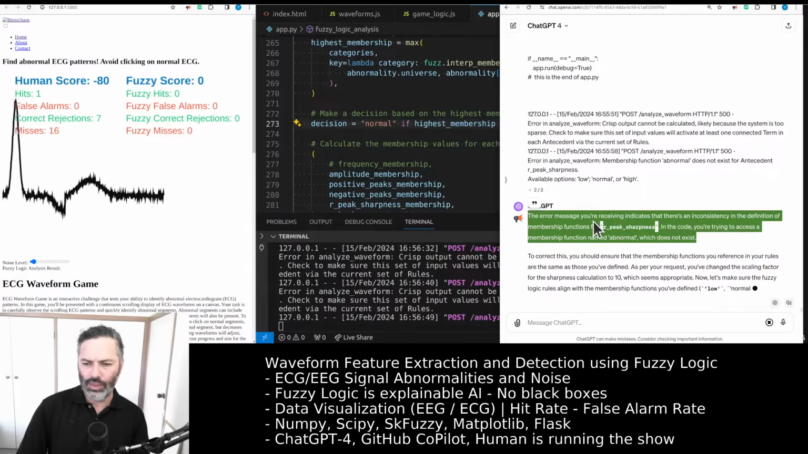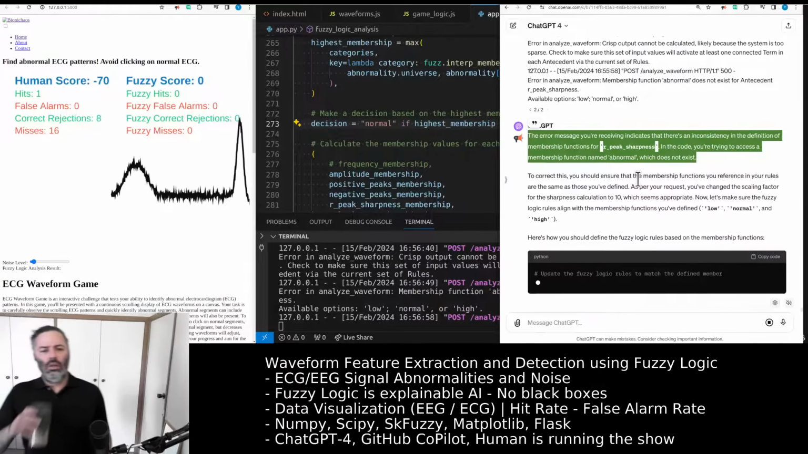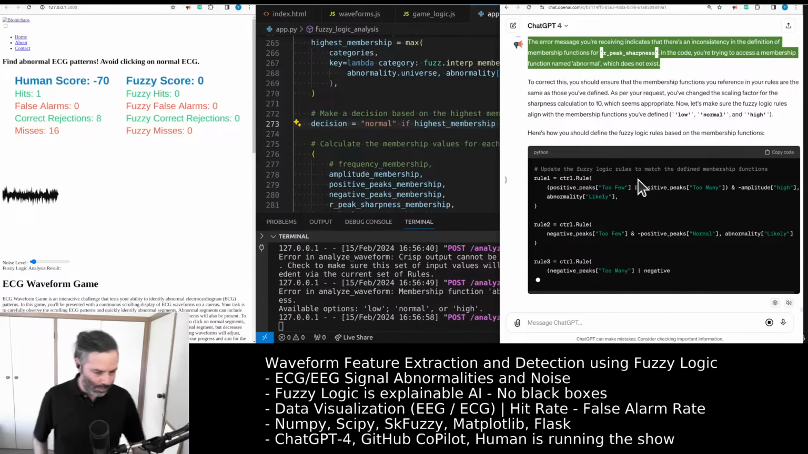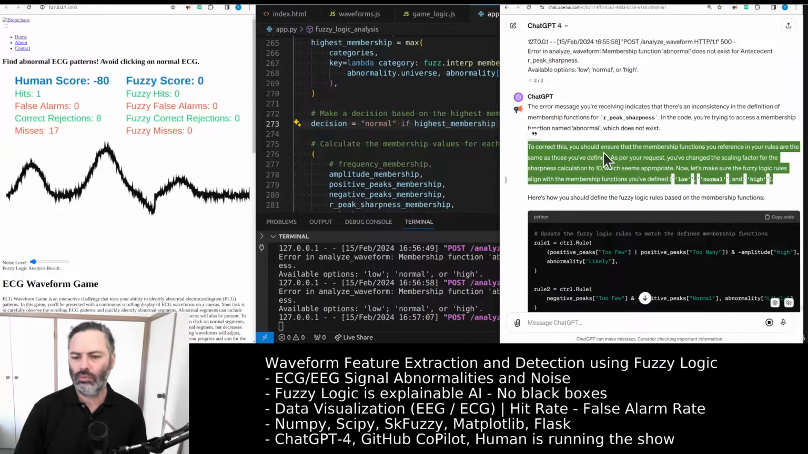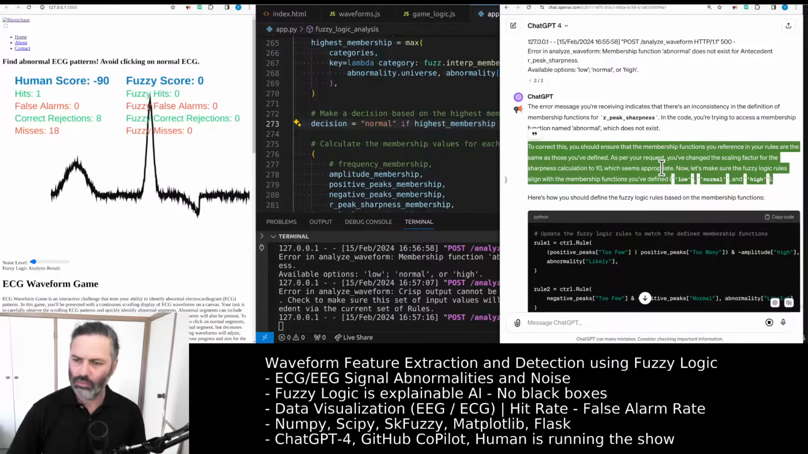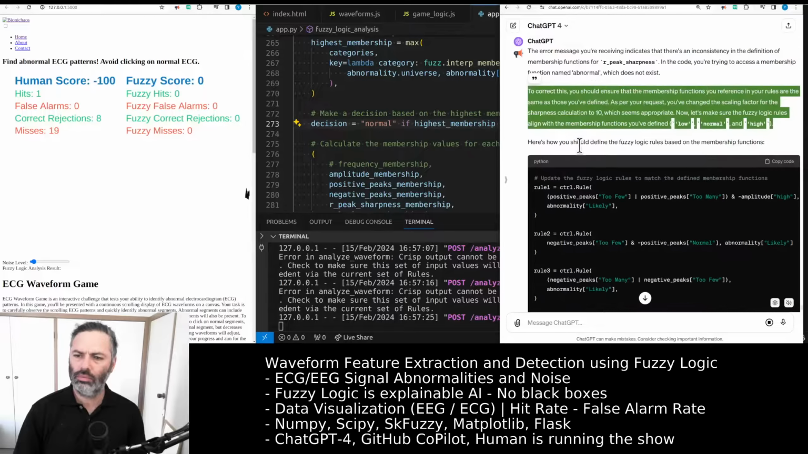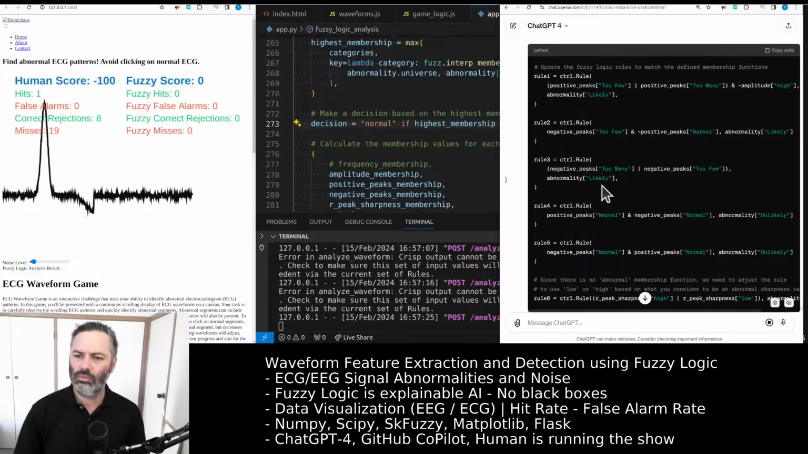Let's see if the error message you're receiving indicates that there's an inconsistency in the definition of membership functions for r_peak_sharpness. In the code, you're trying to access a membership function named abnormal, which does not exist. To correct this, you should ensure that the membership functions you reference in your rules are the same as those you've defined. As per your request, you've changed the scaling factor for the sharpness calculation to 10, which seems appropriate. Now, let's make sure the fuzzy logic rules align with the membership functions you've defined, low, normal, and high. Here's how you should define the fuzzy logic rules based on the membership functions.